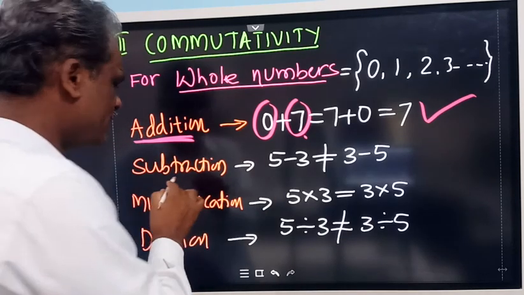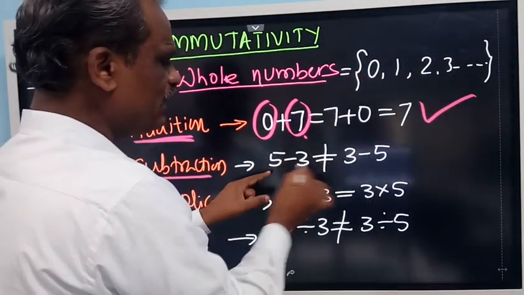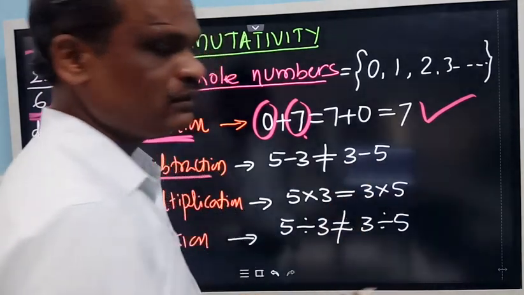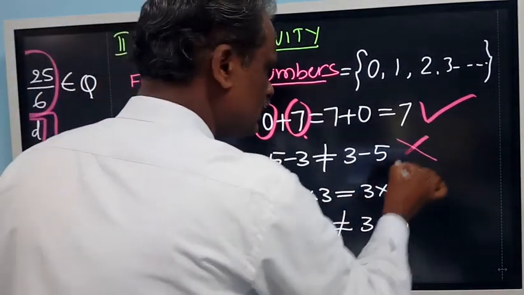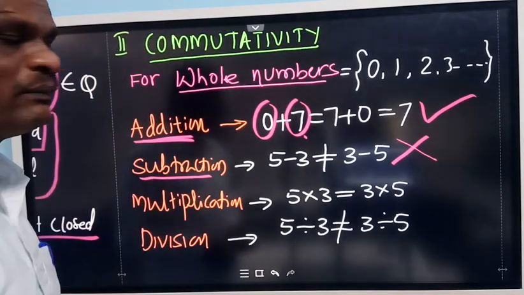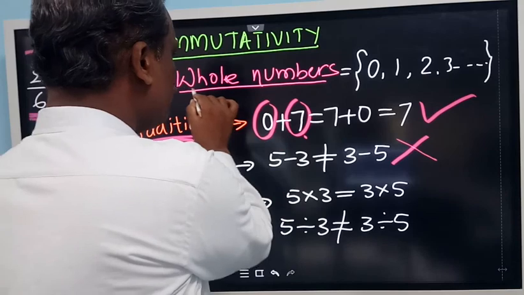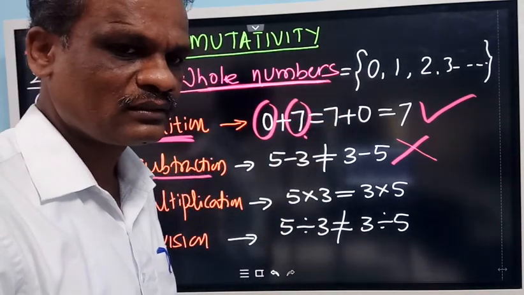Come to this subtraction. Select two numbers from these whole numbers. 5 and 3. 5 minus 3, answer is 2. 3 minus 5 is minus 2. So 2 is not equal to minus 2. Therefore this is not commutative under subtraction. Whole numbers are not commutative under subtraction.